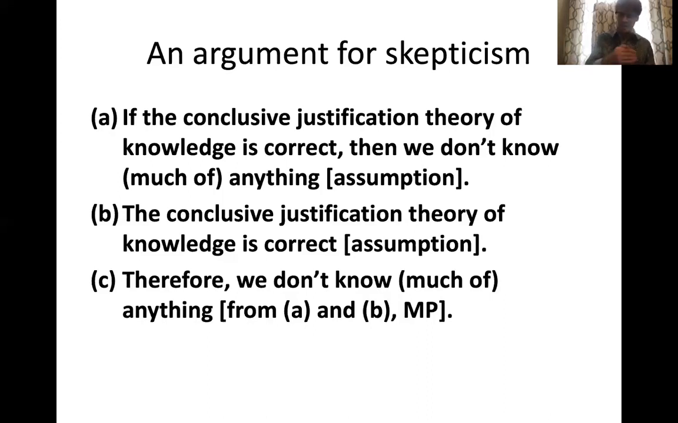So this is still an argument for skepticism, but it starts with the assumption that the conclusive justification theory of knowledge is correct. So there are two ways we can respond to this argument. We can deny the conditional, premise A, or we can deny premise B, right? We could say that there's some other account of knowledge that's better than the conclusive justification theory. And we're going to be looking at even more of these coming in the next couple of days. So the tactic we're going to be addressing here is B. We're going to try to suggest that B is false.